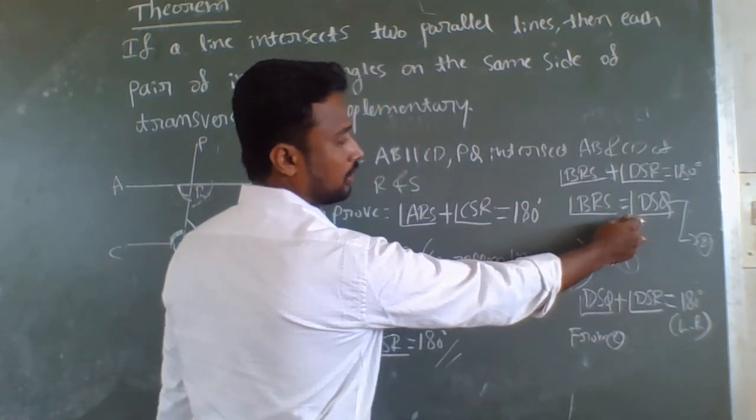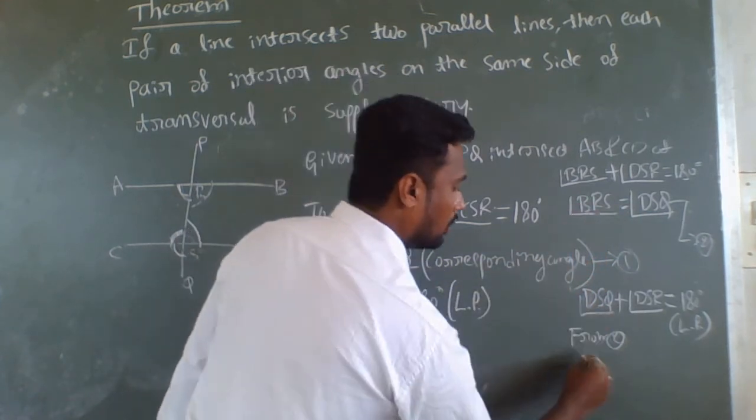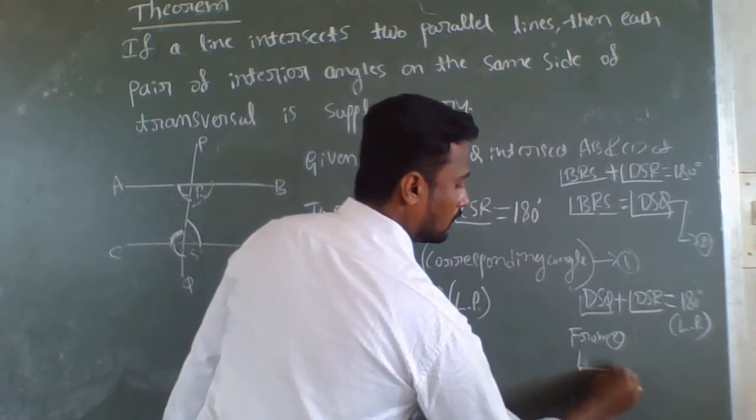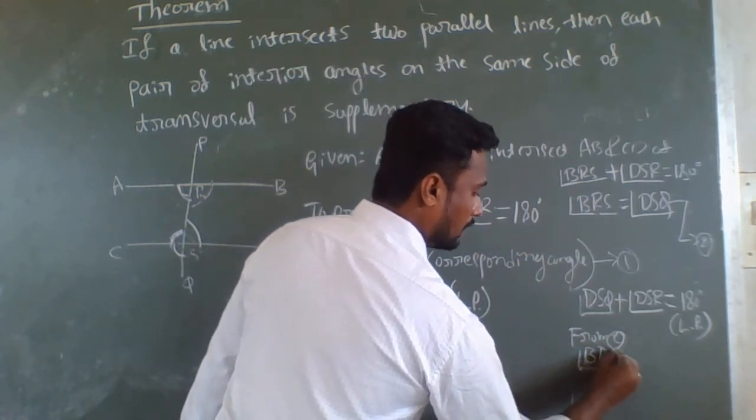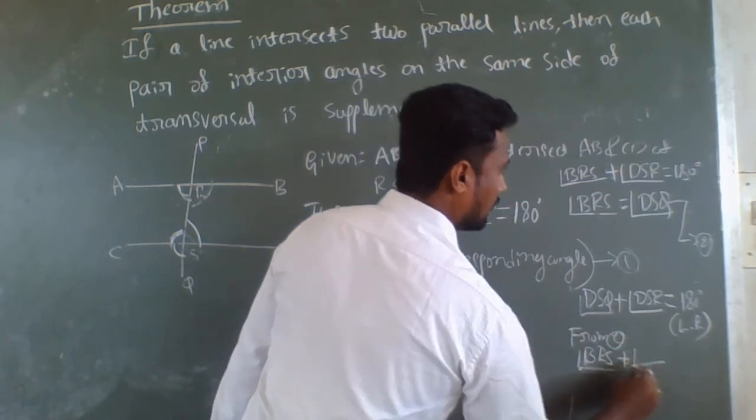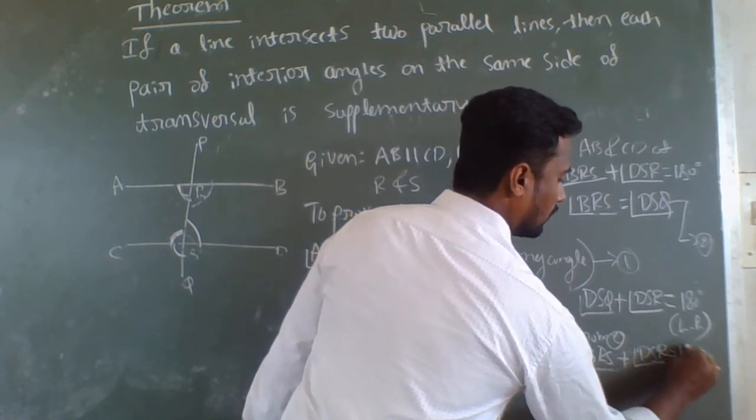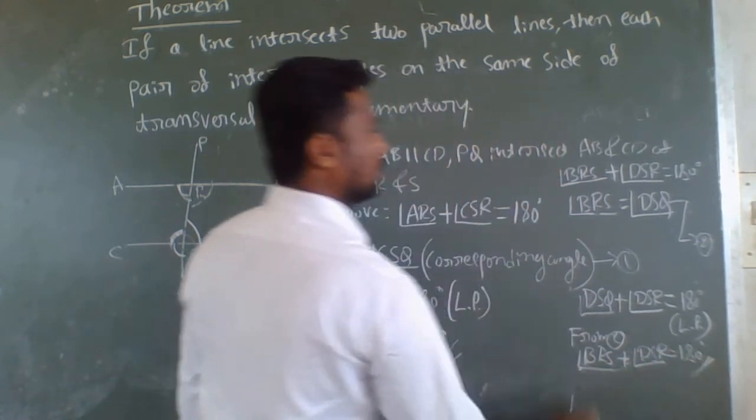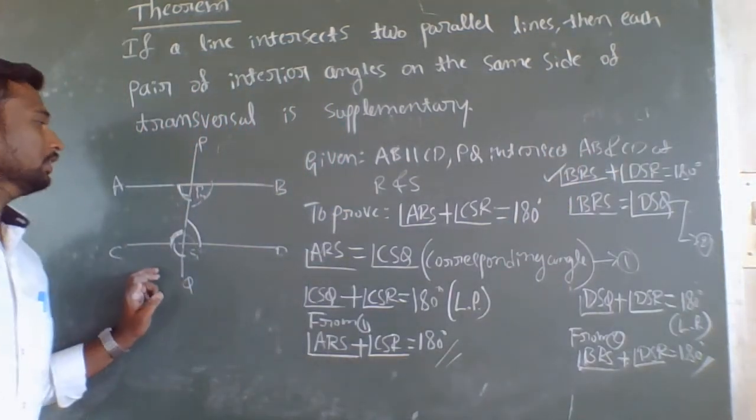So what we got here: DSQ is equal to BRS. In the place of DSQ, what will I write? Angle BRS plus angle DSR is equal to 180 degrees. This is also true. So to prove this, what did we do?